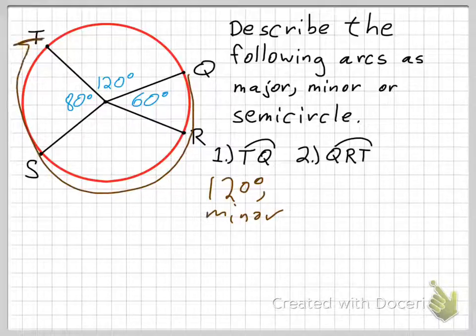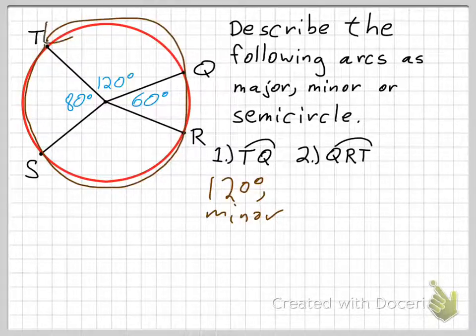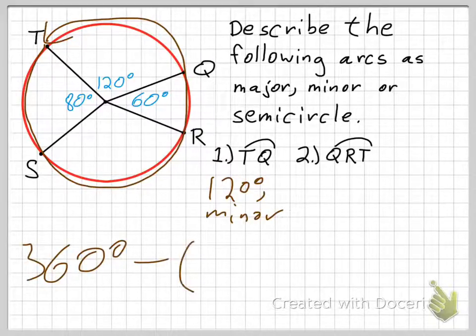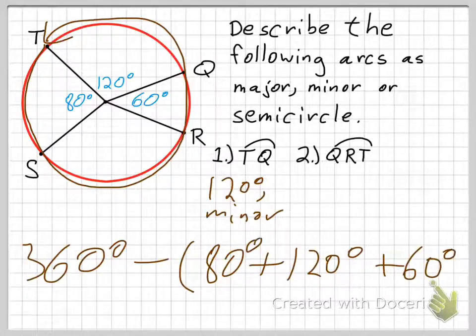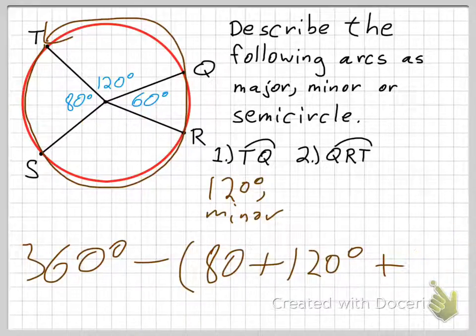QRT is this. Oh, well, it's about time now that we have to figure this one out. Okay, that one was missing. It was purposely not given to you. But we know that there's 360 degrees around a circle, correct? So we have 360 degrees total around a circle, minus what we already know, right? We have 80 degrees, 120 degrees, and 60 degrees. Okay? So if you do that calculation, you'll find that this portion is 100 degrees. So it must be 100 degrees.